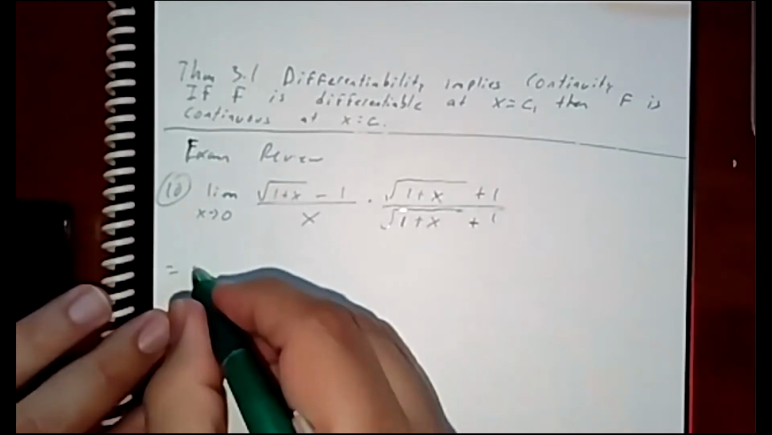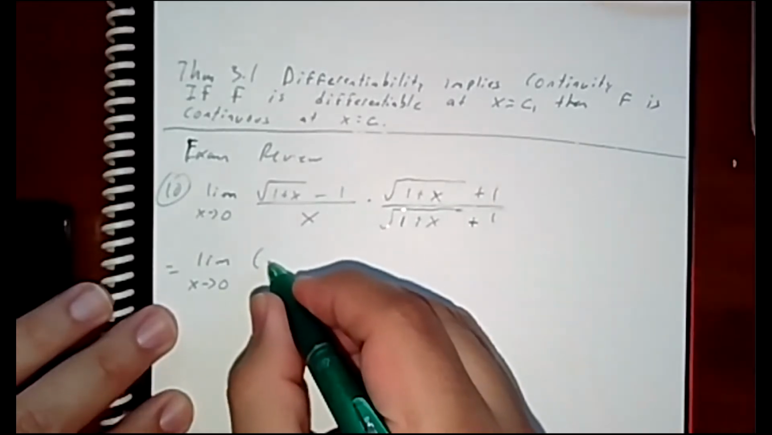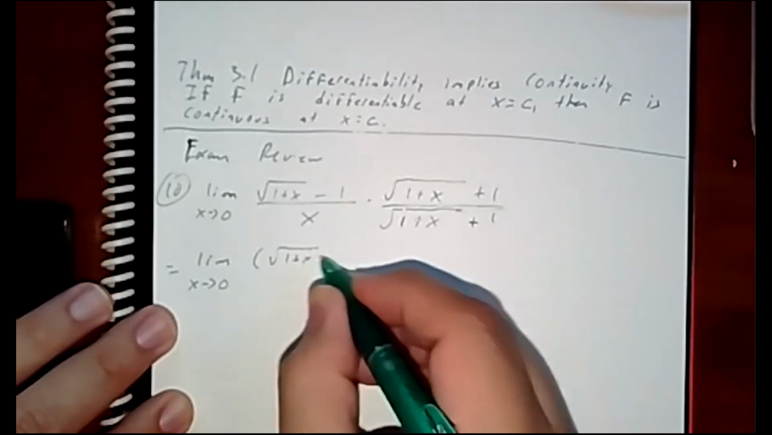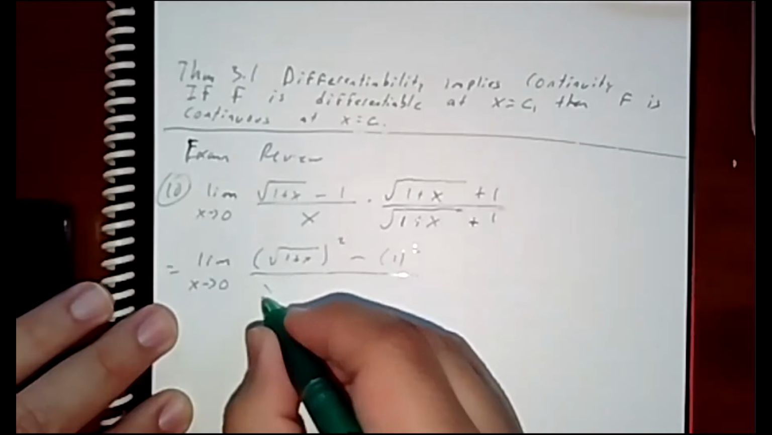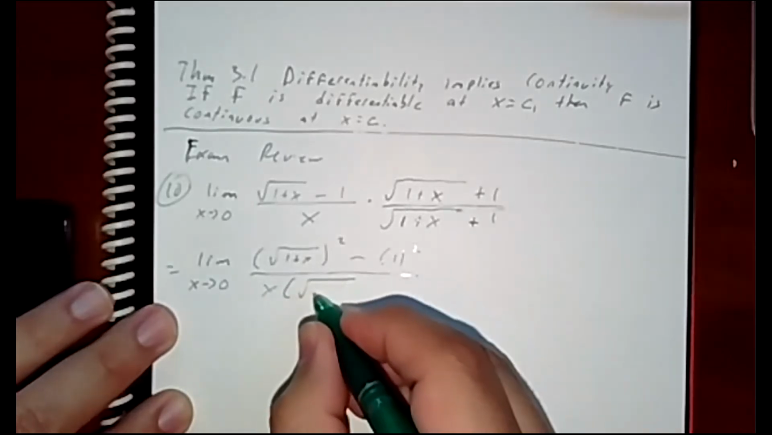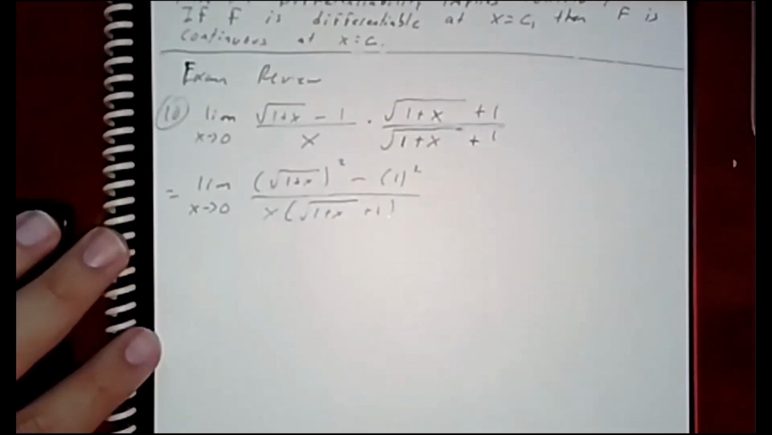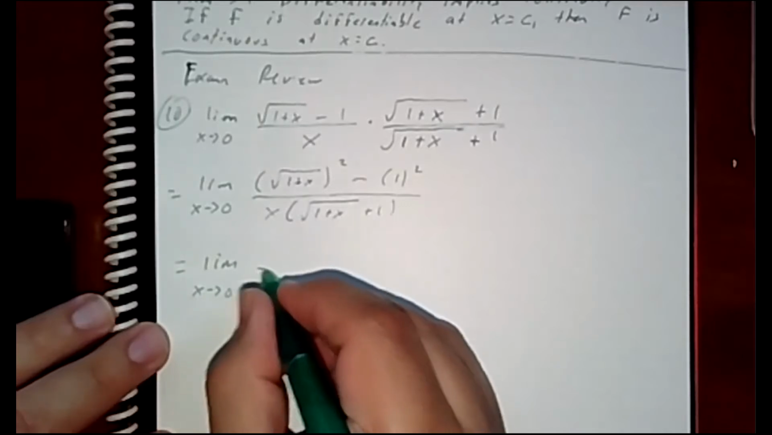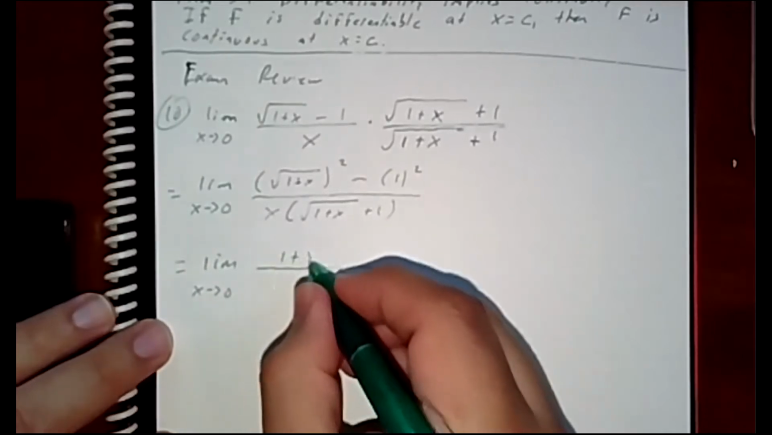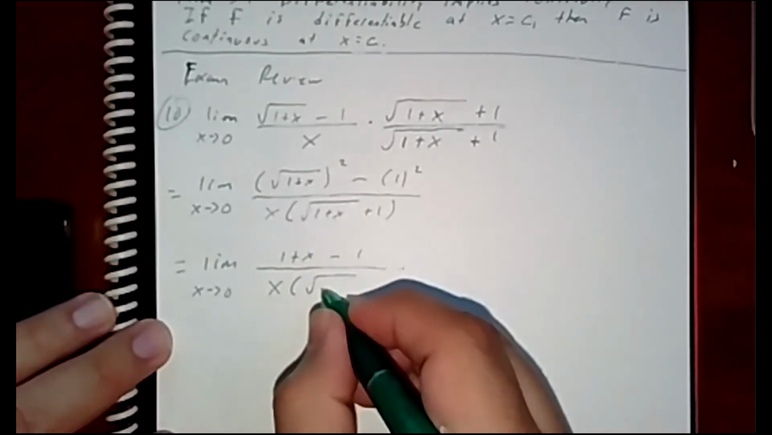So then we get the limit as x approaches 0. Up top, we're going to get a conjugate pair, which will give us these two terms squared. And then the bottom will be just this, right? Yeah. So then the top becomes something a little prettier: 1 plus x minus 1, over x times this nonsense.